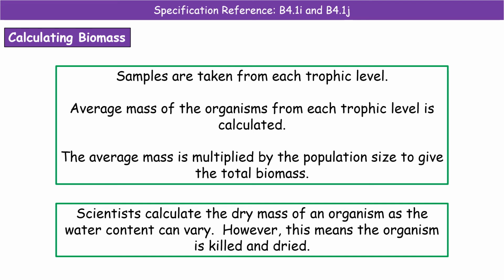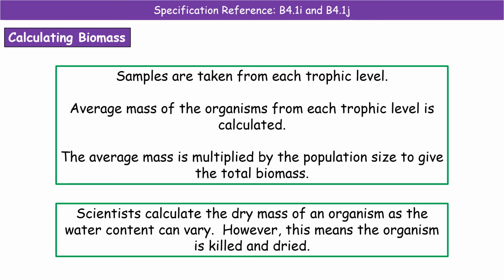How do we calculate biomass then? Well, we'll take samples of organisms from each trophic level. We'll then calculate their average mass, and then from the average mass, multiply it up to the population size. So that gives us the total biomass. So this is drawing on a bit of our Unit 6 knowledge where we can do sampling. So we don't literally count every organism within the area.